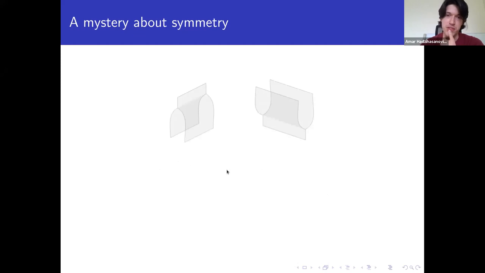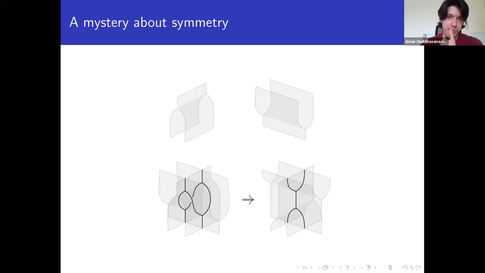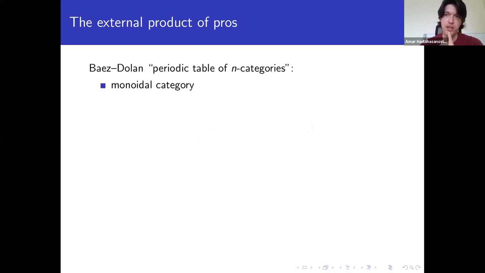So what is going on here? One way of approaching this is to think of the idea of John Baez and James Dolan of the periodic table of n-categories. It's a kind of periodic table. It goes to higher n, but in low dimension this has been fully worked out in a couple of works by Eugenia Cheng and Nick Gurski.